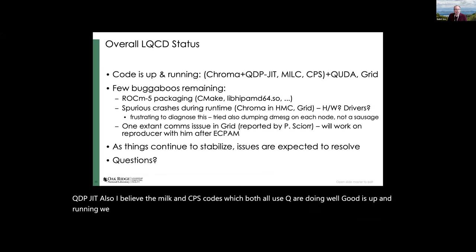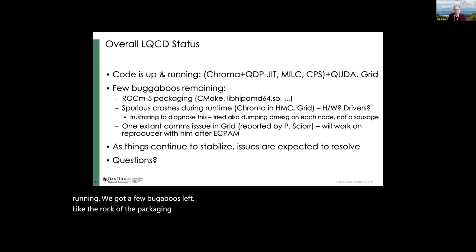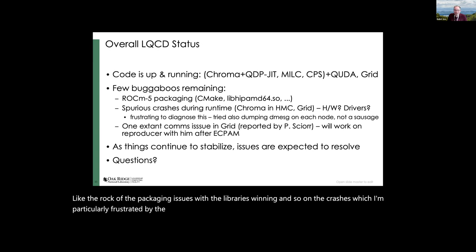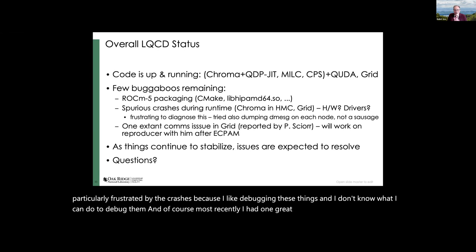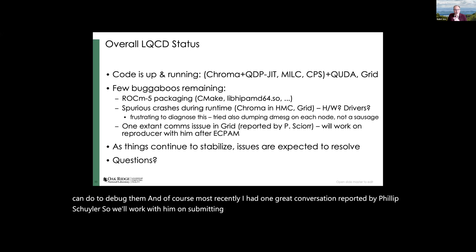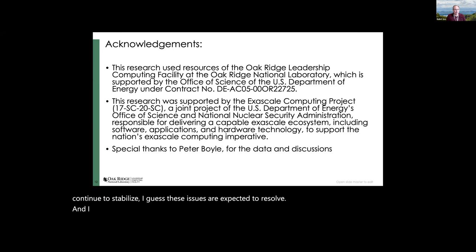We've got a few bugaboos left, like the ROCm packaging issues with the libraries we link and so on. The crashes, which I'm particularly frustrated about, because I like debugging these things and I don't know what I can do to debug them. And of course, most recently I had one Grid comms issue reported by Philip Steer. So we'll work with him on submitting a ticket after the all-hands meeting. And as things continue to stabilize, I guess these issues are expected to resolve. And I will open it up to maybe one quick question because we're pretty much on time.